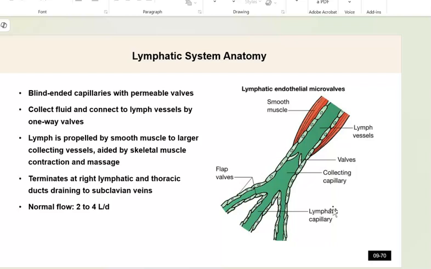So we have blind-ended capillaries with permeable valves. They will collect the fluid and connect, like we said, with the one-way valves here. The lymph is propelled by smooth muscle to the larger collecting system, which is also aided by skeletal muscle contraction and massage. So in our legs, for example, as our skeletal muscles work and move, we're slowly also moving the lymphatics and getting that fluid to move with it. The normal flow is 2 to 4 liters per day through the lymphatic system.